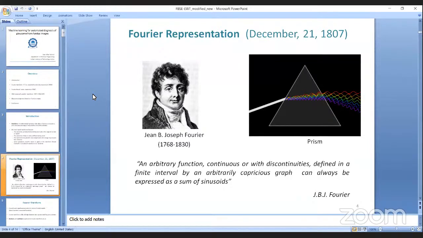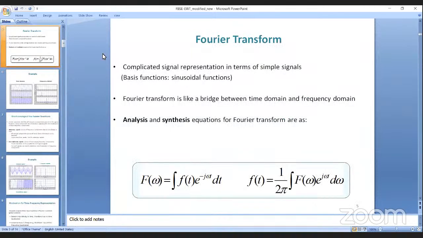With the help of sinusoidal functions, this graph can always be represented as a sum of sinusoids. Sinusoidal functions can be used to represent this complicated signal. So with the Fourier transform, we can represent these complicated signals in terms of simple signals. And these simple signals, we call them basis functions, and they are sinusoidal functions.